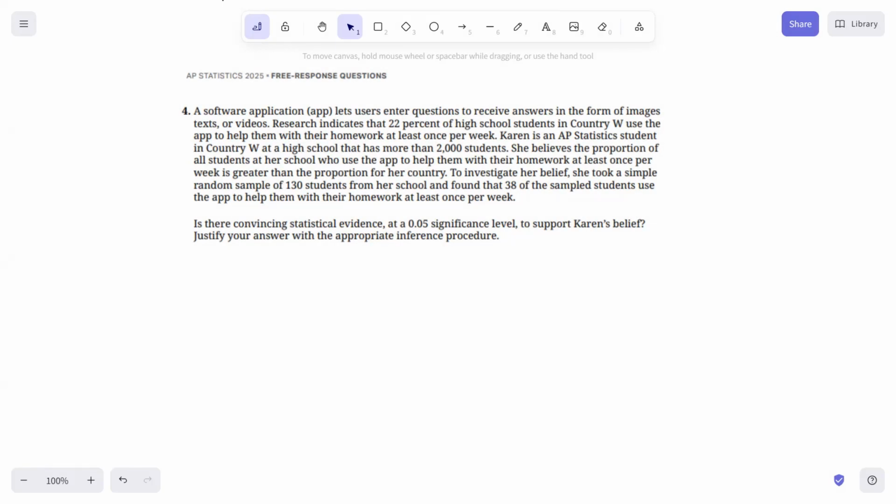So number four, our full inference procedure. This question focuses on a one sample z-test for proportions. Here, Karen believes her school uses an app more than the national rate of 22%. The task was to run a full hypothesis test. Make sure you do the state, plan, do, conclude, and at the 0.05 significance level.